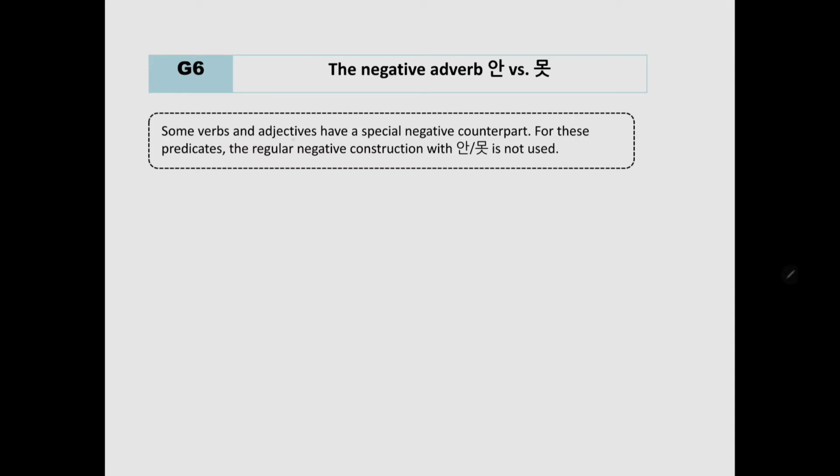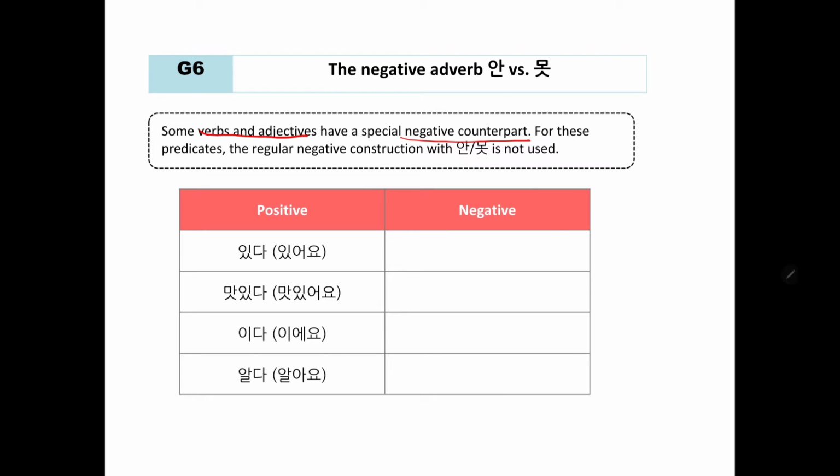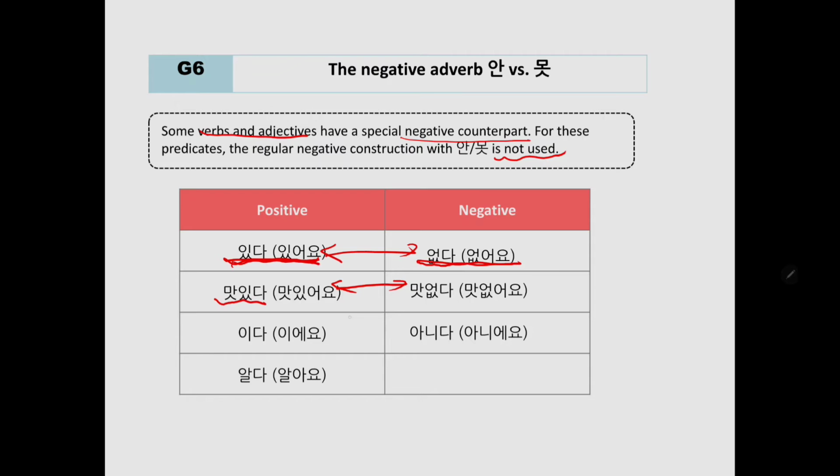Some adverbs and adjectives, predicates, have a special negative counterpart. For these predicates, the regular negative construction with 안 or 못 is not used. Okay, so 있다, exist, can be negated by using 없다. So 있어요, do you have it? 없어요, I don't have it. 맛있다 can be negated by 맛없다. 이다 can be negated by 아니다, is not.